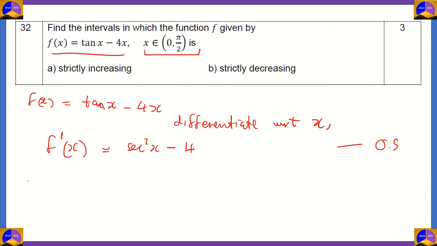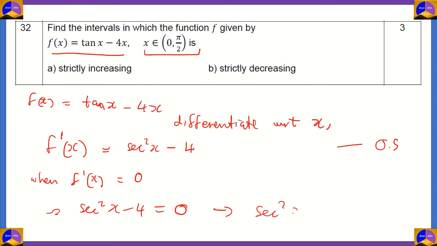Now we consider that f dash x is equal to 0. So when f dash x equals 0, then secant square x minus 4 is equal to 0. That means secant square x is equal to 4. Now, secant square x is equal to 4, which is equal to 2 square. So that means you can write sec x as equal to plus or minus 2.